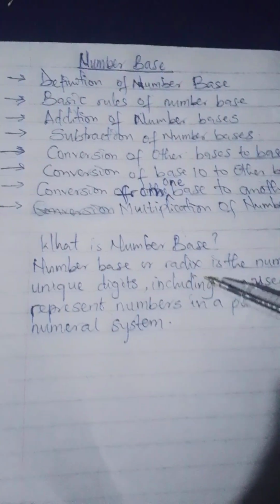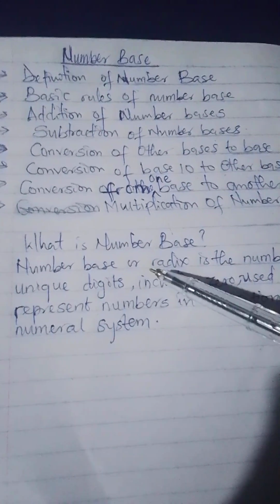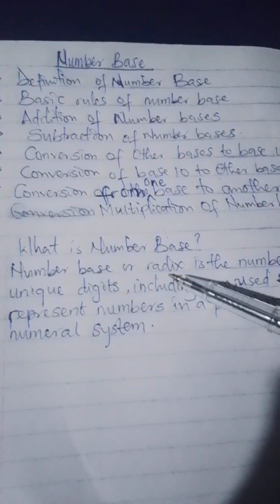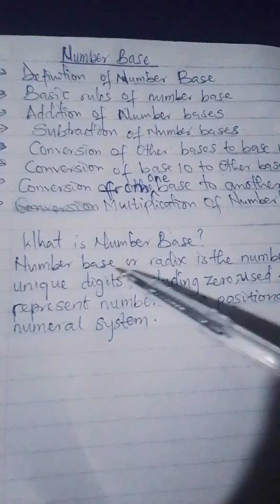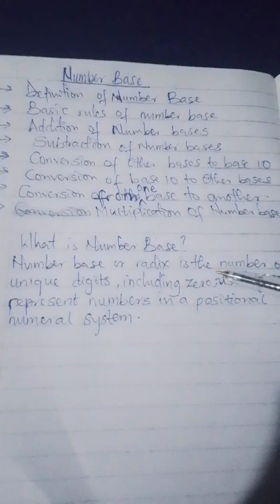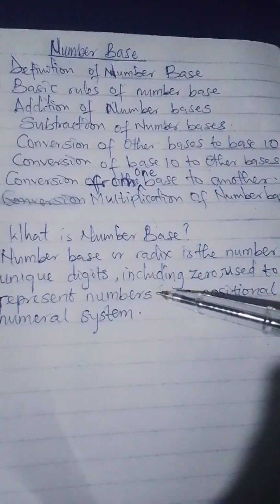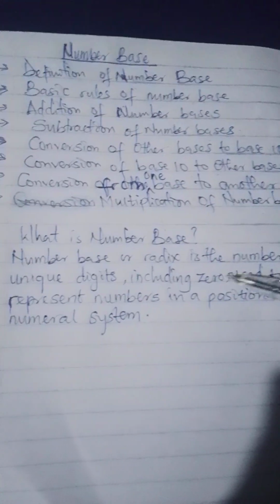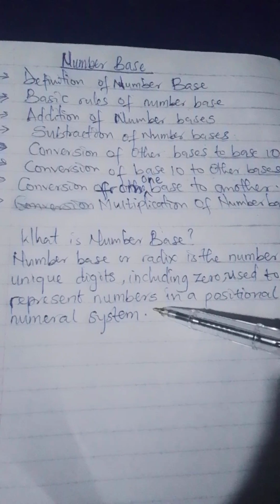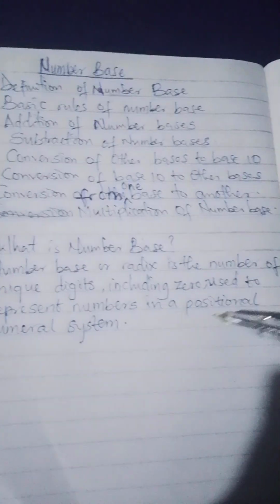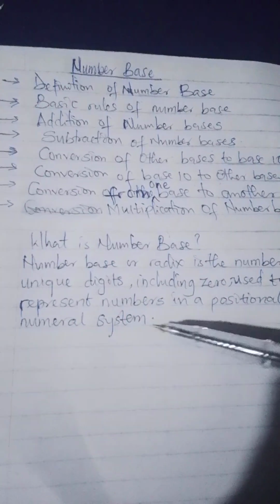So now, what is number base? Number base, or we can also call it radix. So radix or number base is the number of unique digits, including zero, used to represent numbers in a positional numeral system. So what is that trying to tell us?